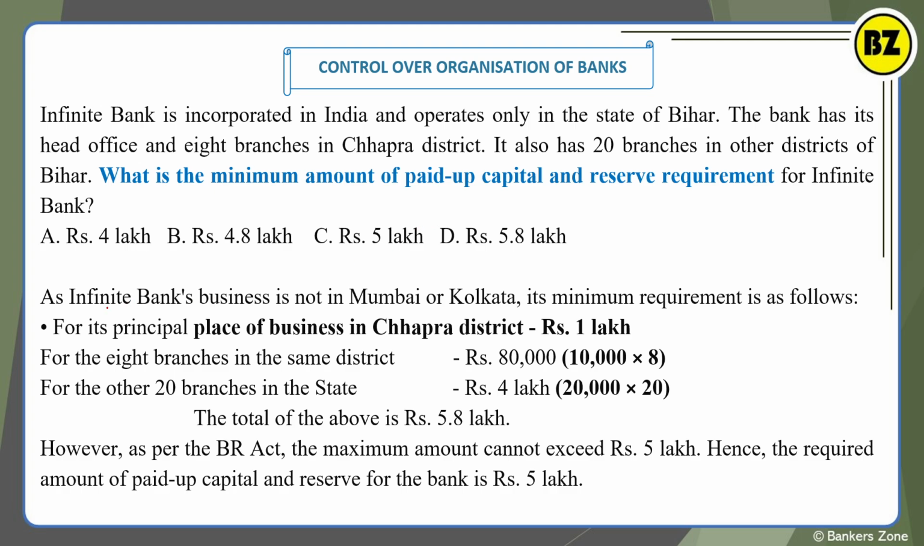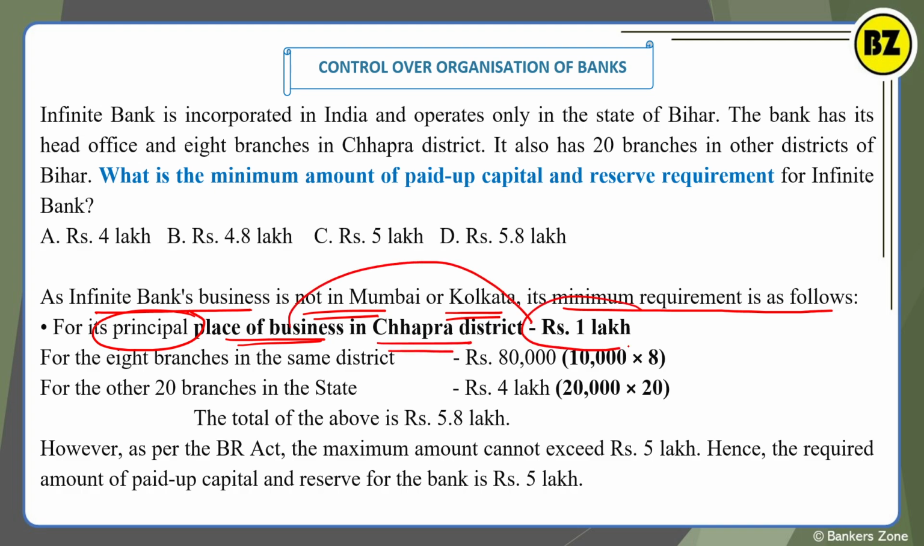See, the bank's business is not in Mumbai or even in Kolkata, right? So the minimum capital requirement will be as follows. What is the principal place of business? Their principal place of business is Chhapra district. So for the principal place of business, we have to put 1 lakh rupees, right? Again, they have 8 branches in the same district. For the same district, you have to bring 10,000 per branch. So it will be 80,000.